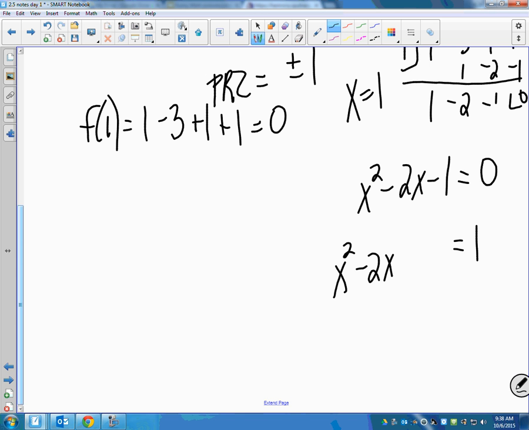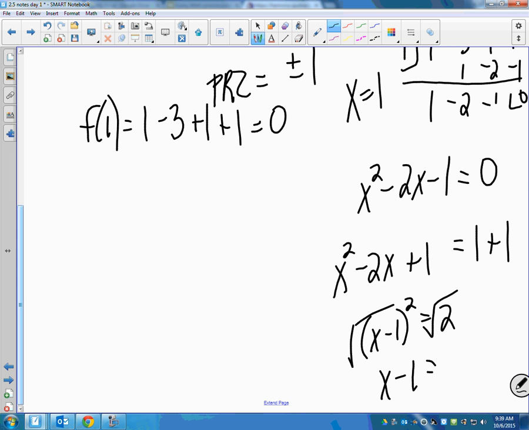I can take half of 2, which is negative 1, squared, and get 1. Add 1 over there. You've got to remember, going from quadratic form back to solving, that you're doing the same thing to both sides. Or you can just do the quadratic formula here. I promise it works. Square root, square root. So we get x minus 1 equals plus or minus the square root of 2. So x is 1 plus or minus the square root of 2, and x equals 1. That means there are 3 real zeros would be the answer to that question.